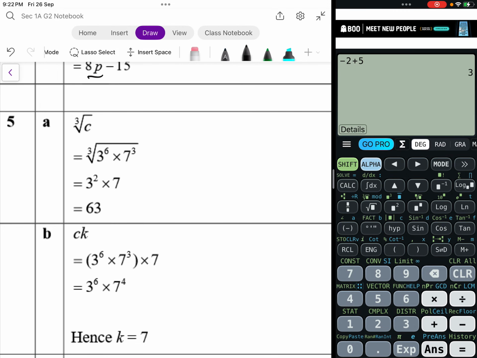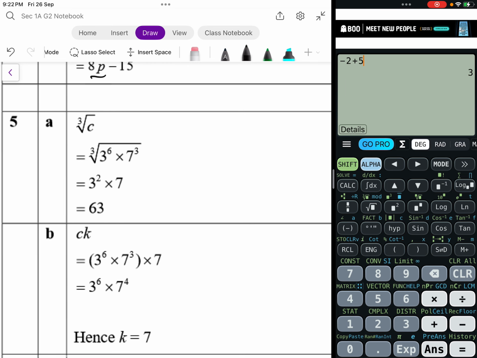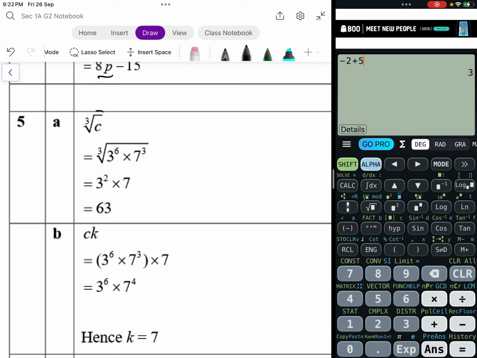Okay, next one. Given that c is 3 to the power 6 times 7 to the power 3, find the value of cube root of c without using calculator. So cube root means your power divided by 3. So this one divided by 3 is 2, divided by 3 is 1, so this is your answer.